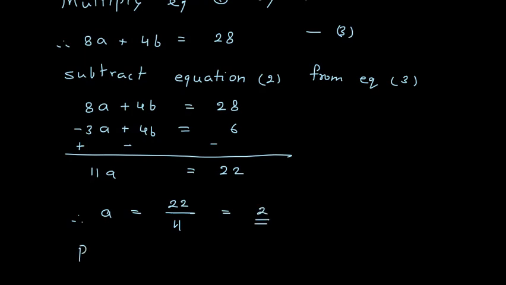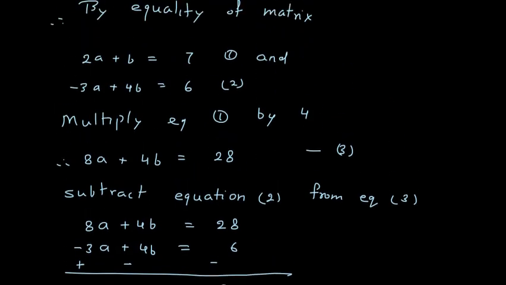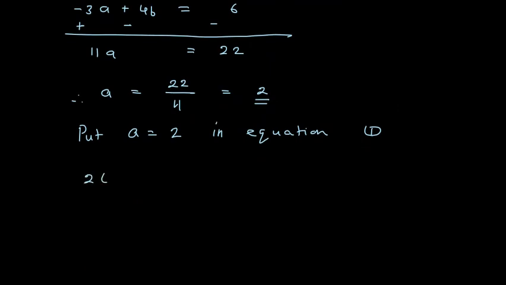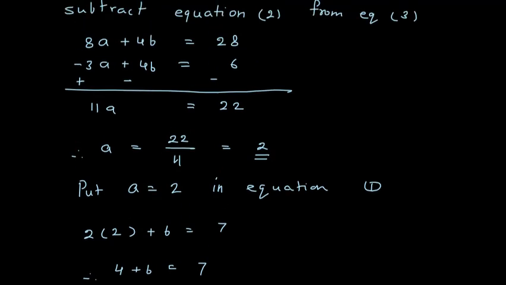Now put a is equal to 2 in equation 1. Let us put it in 1. So equation 1 is 2a plus b is 7. So 2 into 2 plus b is equal to 7. So 4 plus b is 7. This gives us b is equal to 7 minus 4 is equal to 3. Okay. So the value of a is 2 and the value of b is 3.